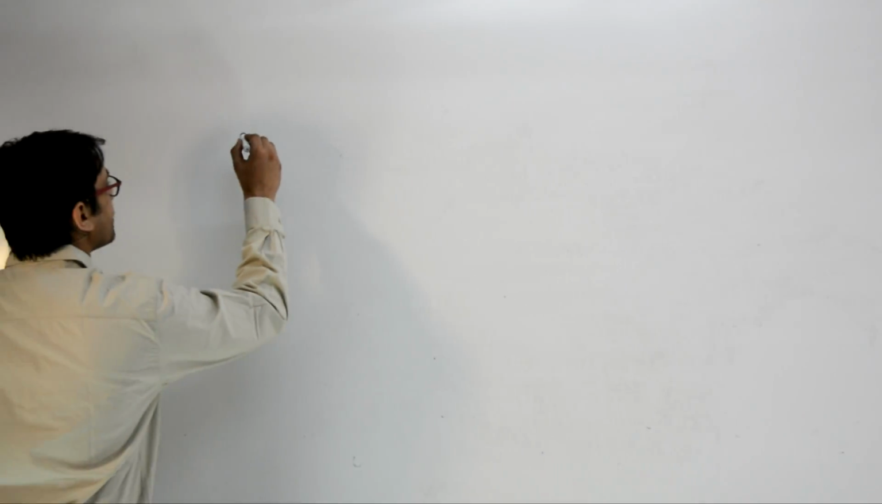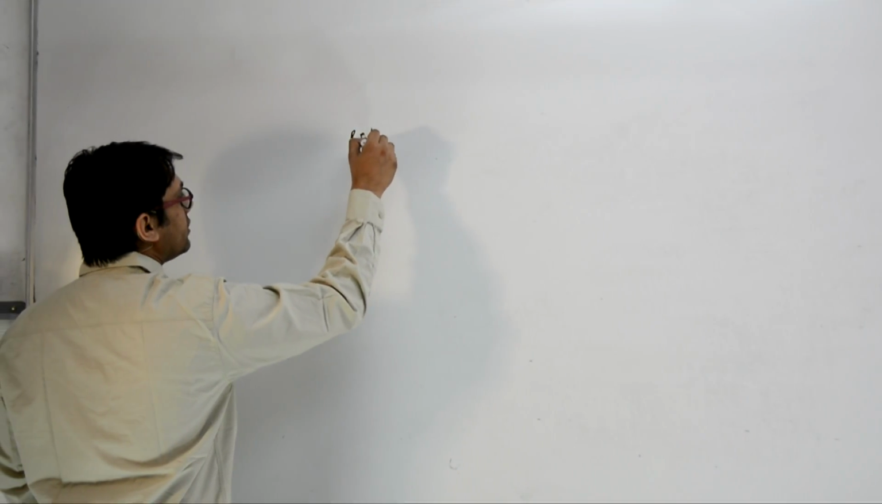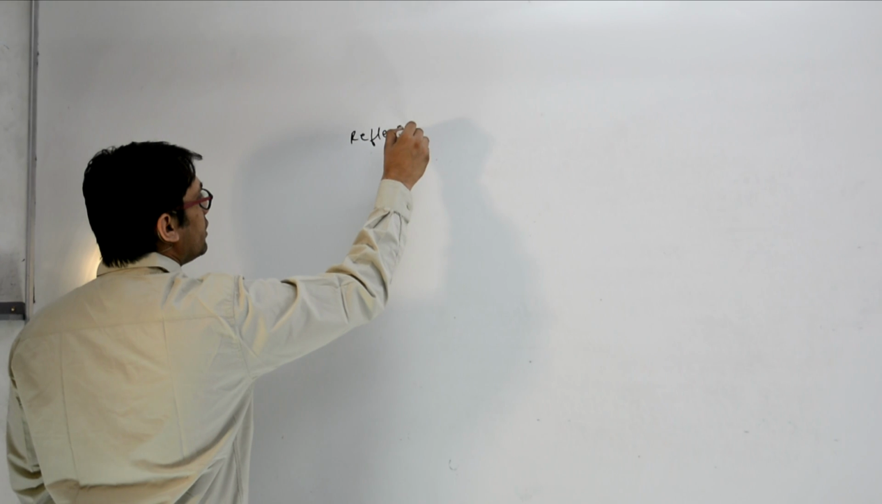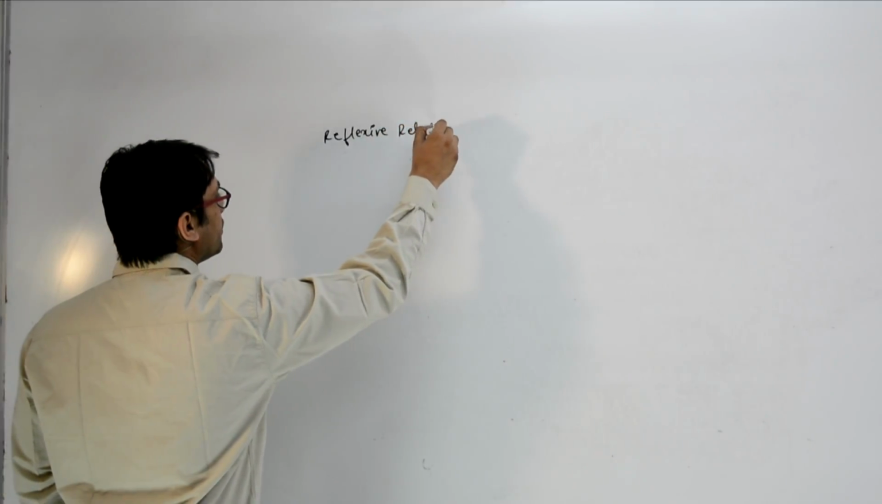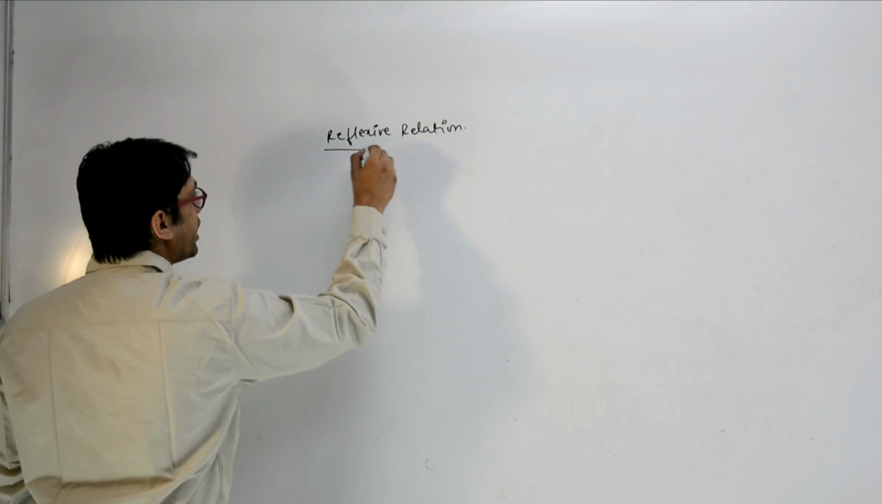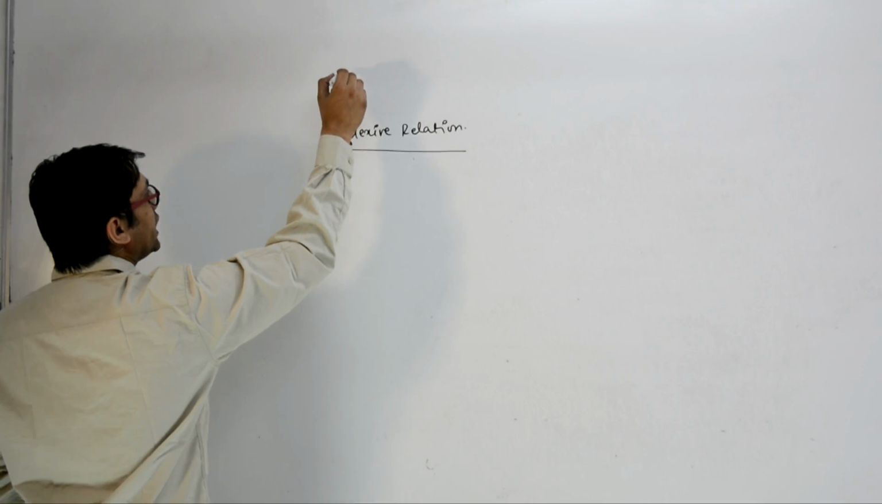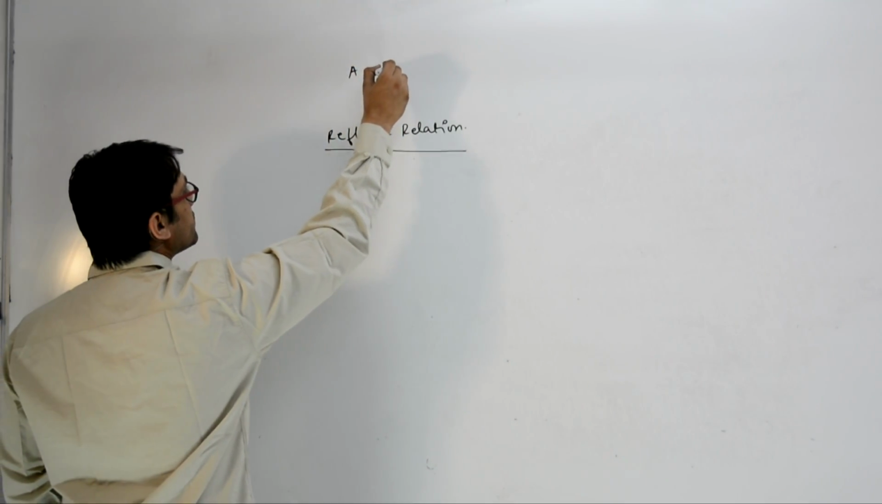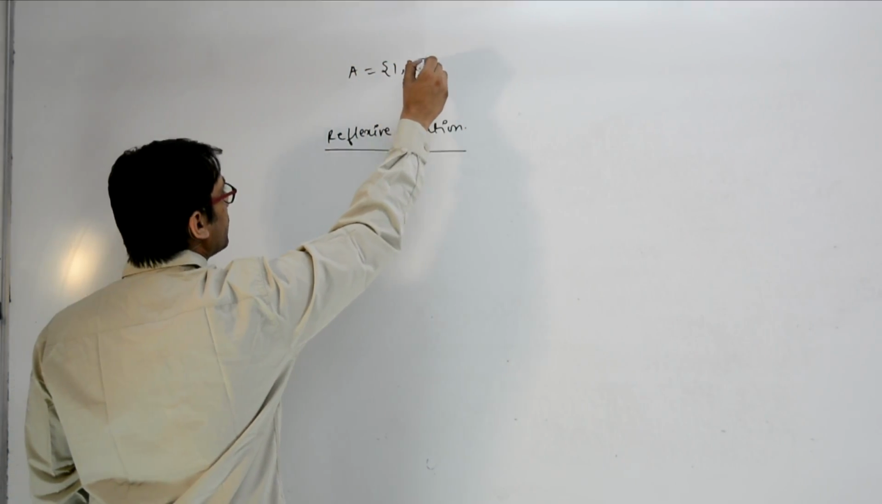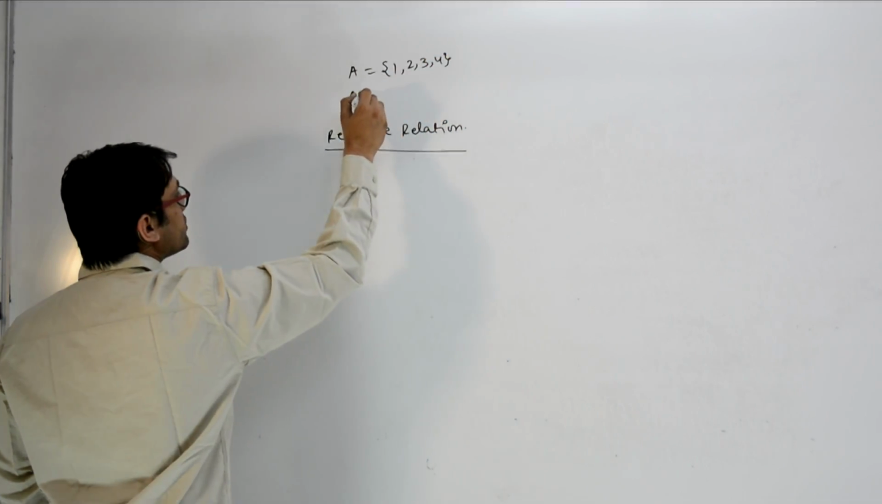So the first kind of relation which we are going to study is the reflexive relation. Assume every relation which we are going to define will be defined over set A. If the set A contains 1, 2, 3, 4, then we know what A cross A is.